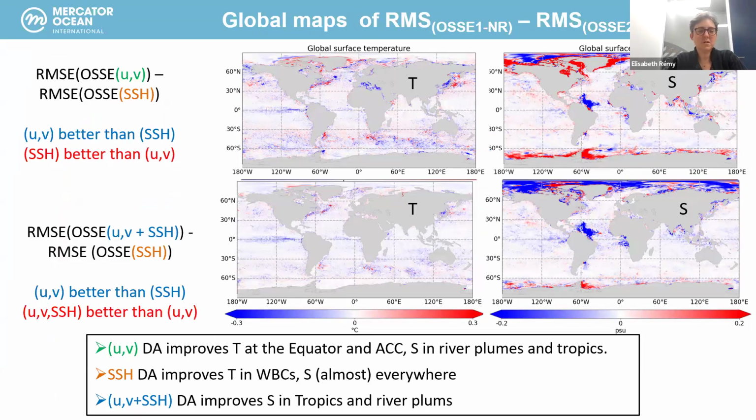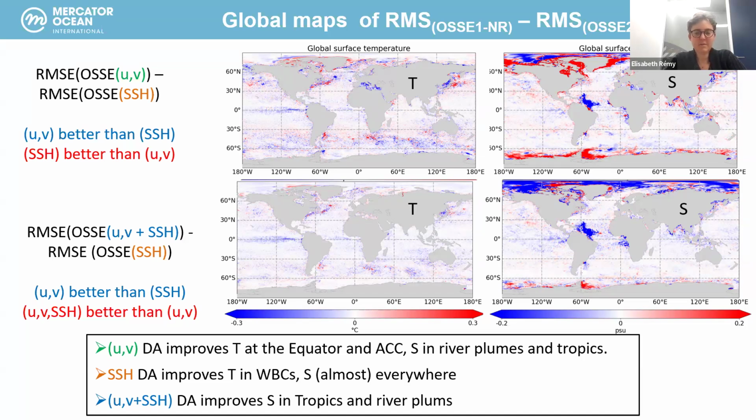So now we also looked at other variables, the temperature, the SST, and the sea surface salinity, to see if they are changed, improved, or degraded, depending on which observation I used to constrain them. So I go directly to when we add the U and V components on top of the SSH.